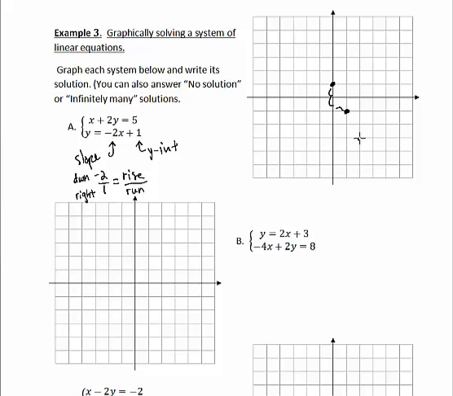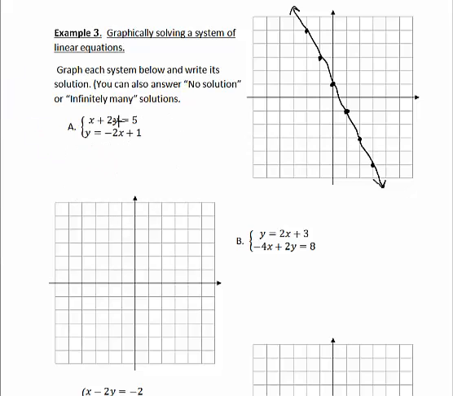Down 2 over 1. Down 2 over 1. And then I simply just go in the opposite direction. Over 1 up 2. Over 1 up 2. Alright. So it's definitely nice when the equations are given to us in the slope-intercept form. Just simply go ahead and graph the line. But the first one wasn't. So we need to do a bit of work on it.